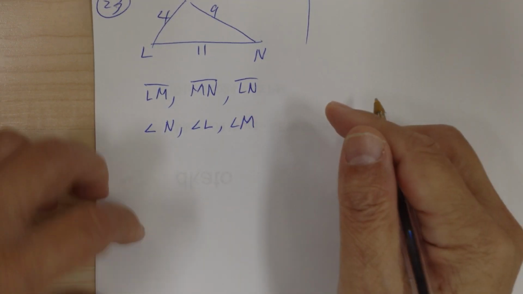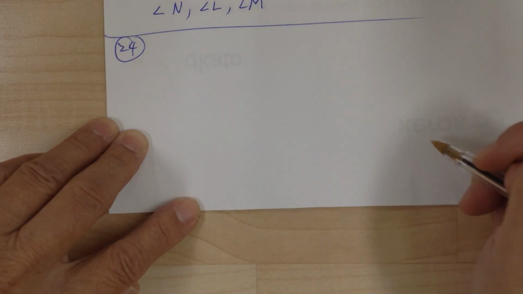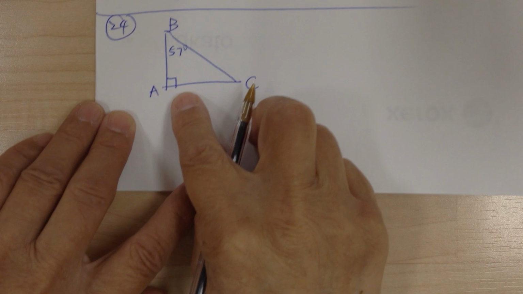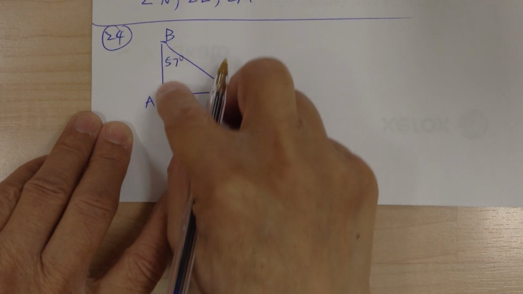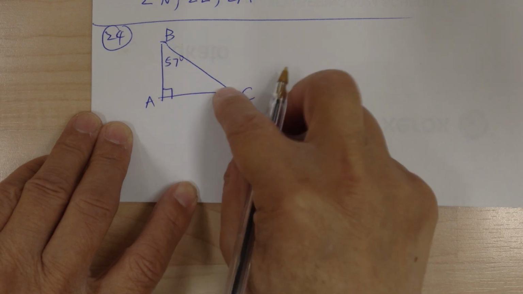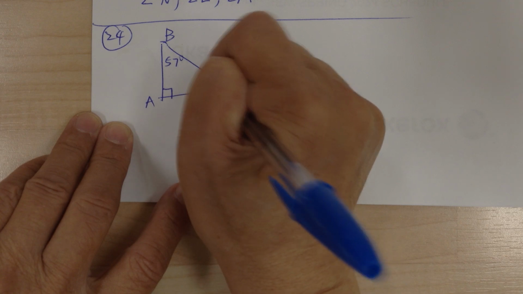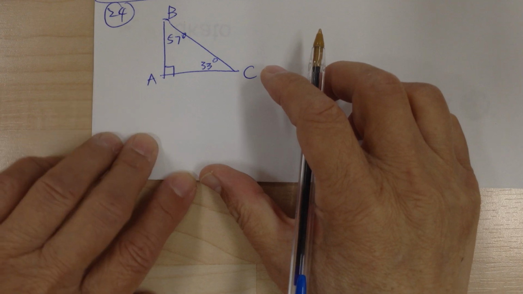Okay, let's go to number 24. So this is a right triangle. If this is 57, remember, the 3 angles add up to 180, and this one already takes up 90, right? So these two have to equal 90. So this would be 33 degrees. Check: this adds up to 90 degrees.